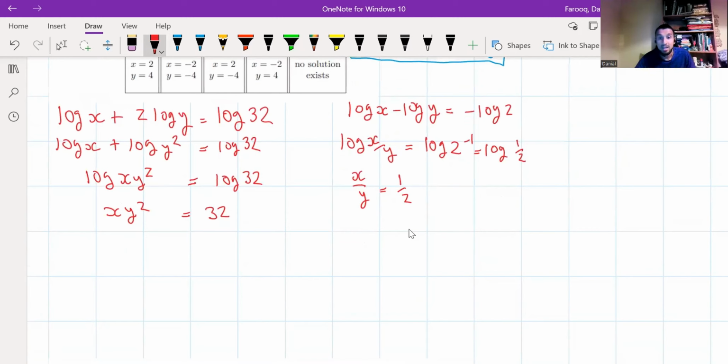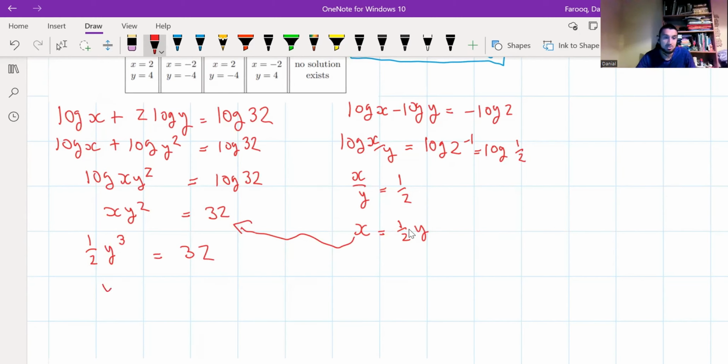And then now we can move the y to the other side. So x times both sides by y, x will equal to half y. Okay, so now x equals to half y. We can put that directly into this equation. So we'll get half y times y squared, y cubed will equal to 32. Yeah, so we're just putting this into that equation there.